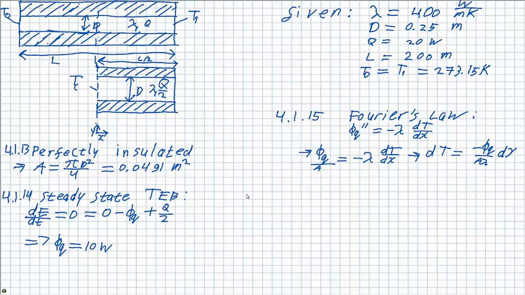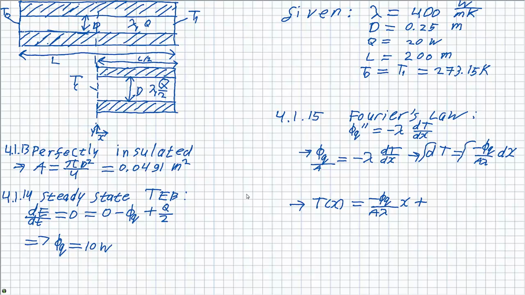Well, the first step is to actually integrate. Here, put down some integration marks. And then the expression will read minus Φ_Q over A lambda times x plus the integration constant C.